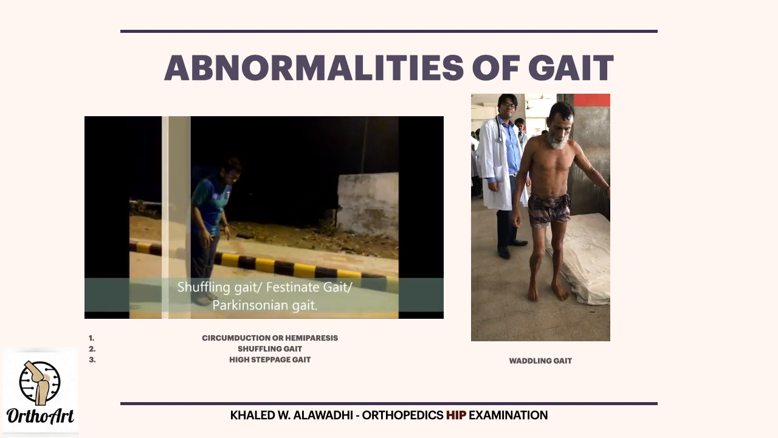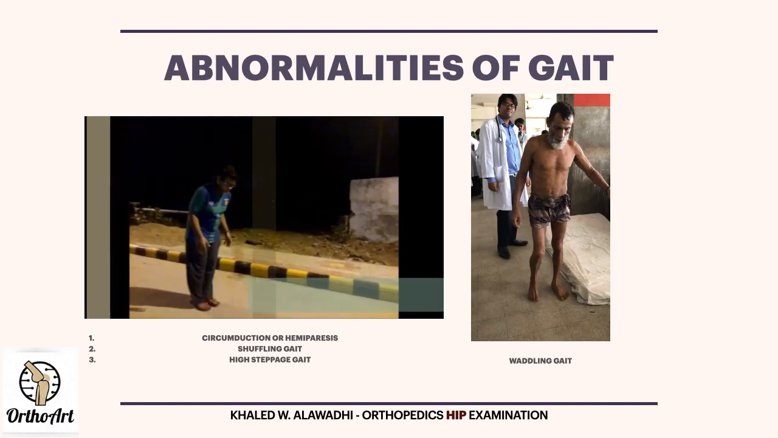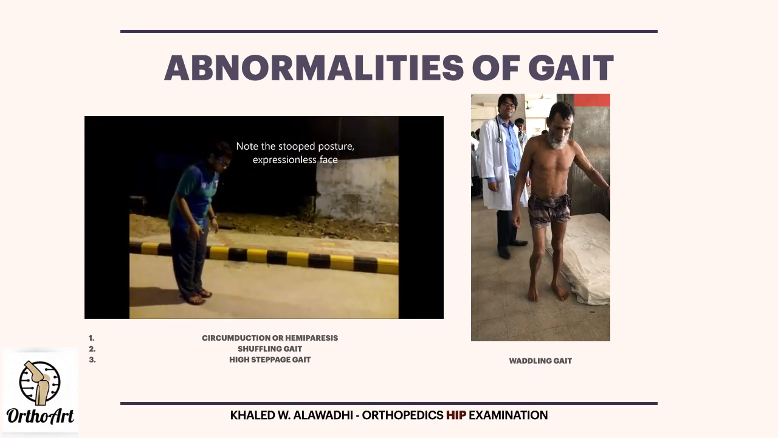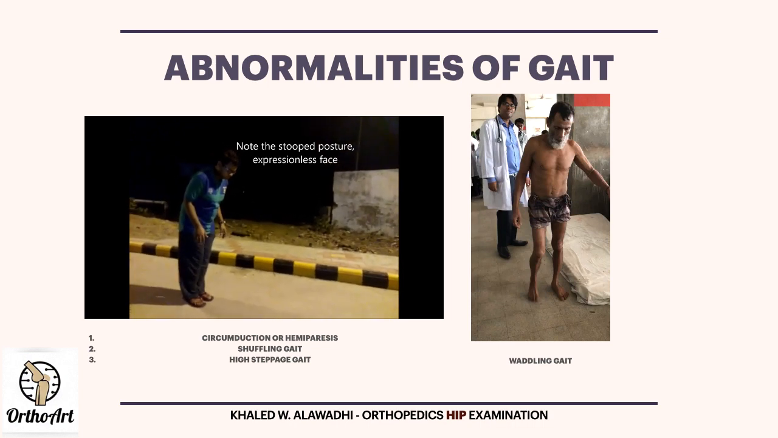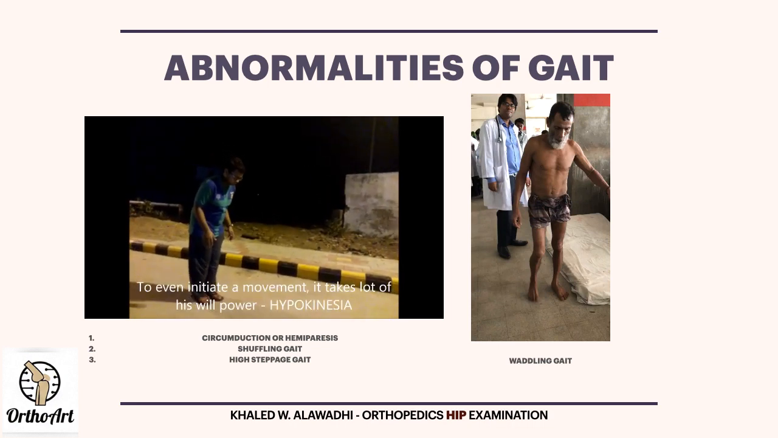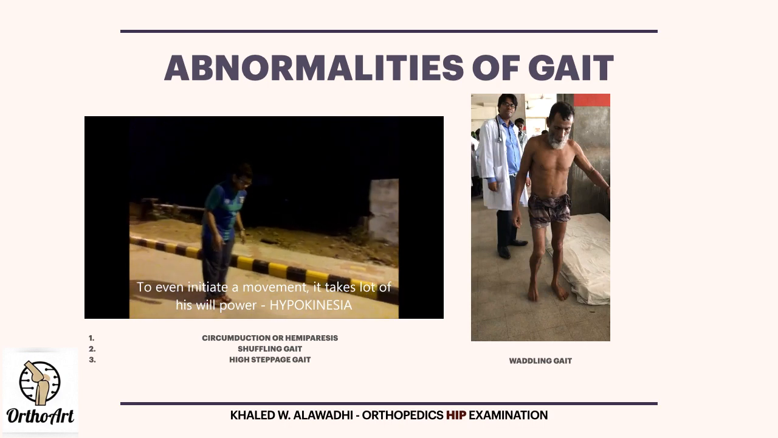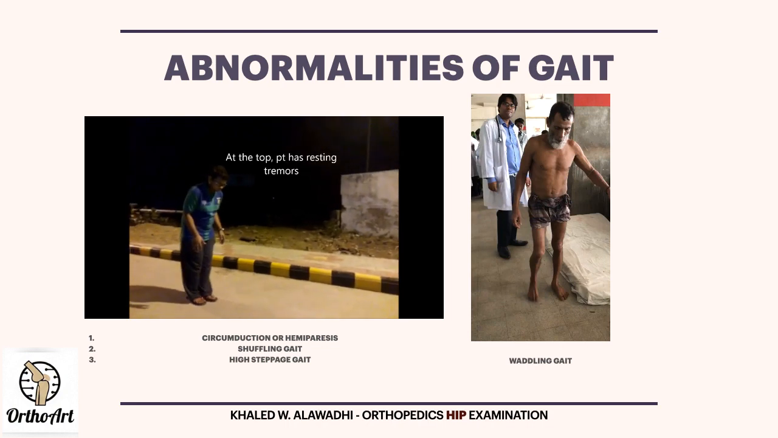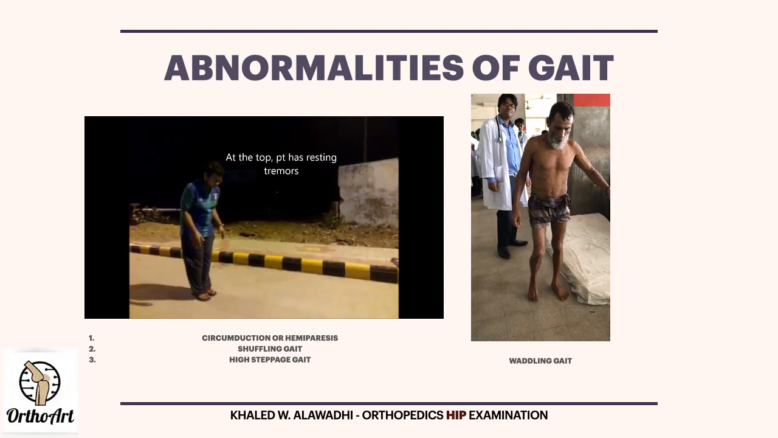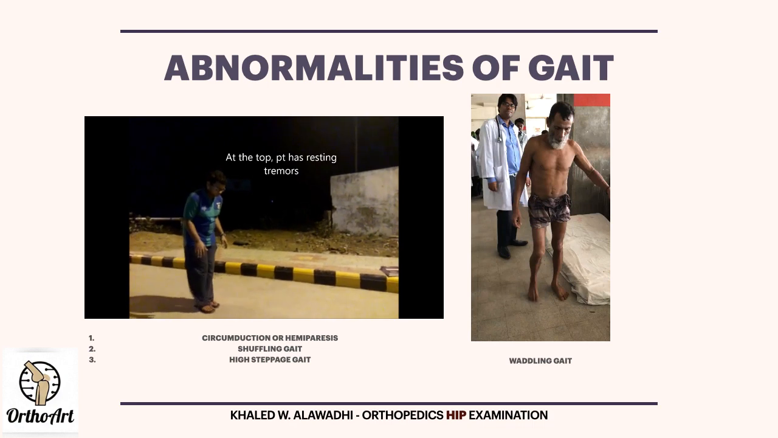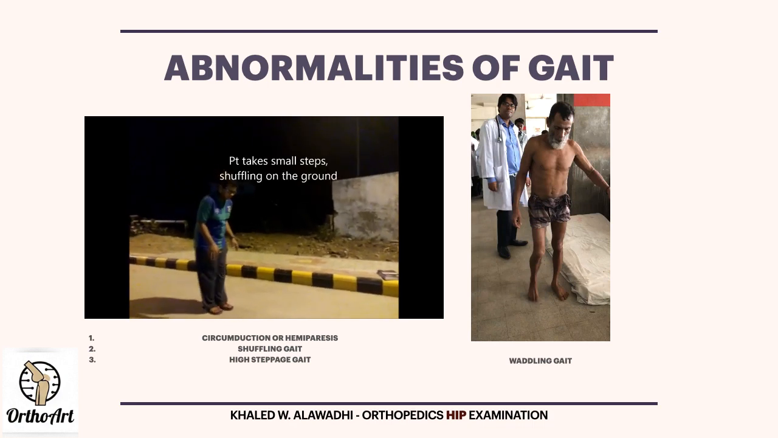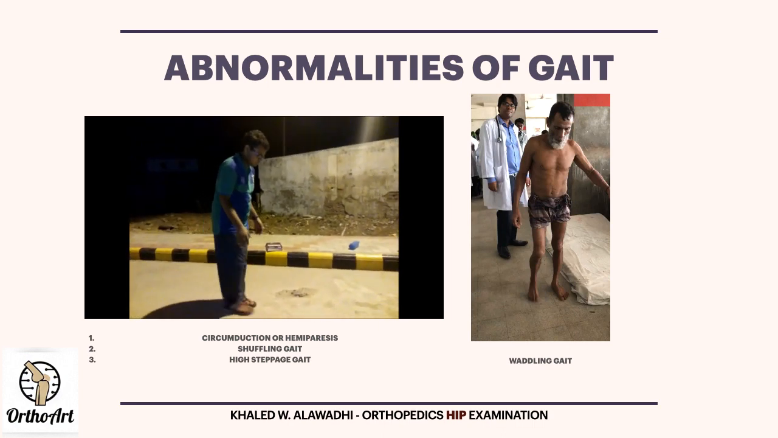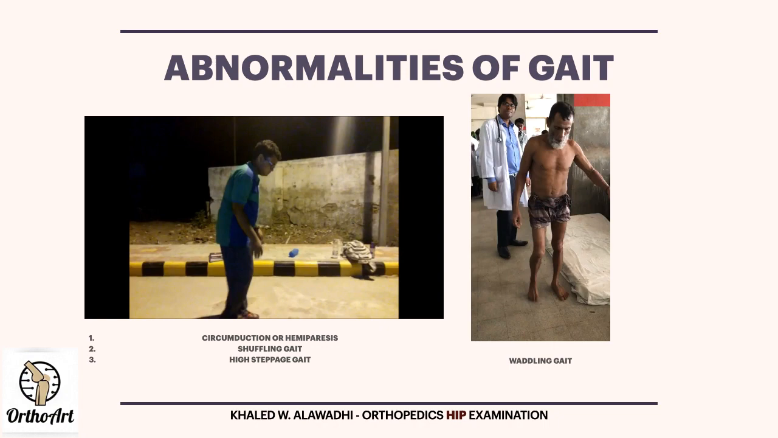Next is the shuffling gait, which we call the Parkinson gait. This is an example. If you want to check for Parkinson's features, you have to do this gait. And the final example, which I'll skip through.